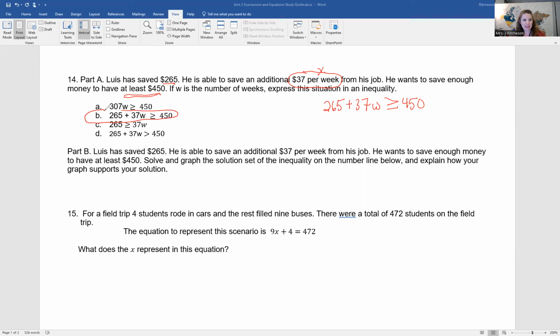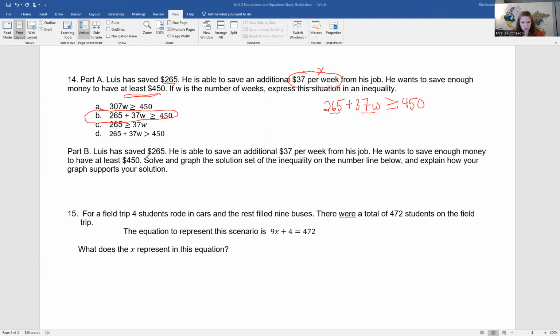The reason A is not right is because they combine these unlike terms, which you are not allowed to do. And what's wrong with this one? Oh, this one only says he wants to save more than, but this says at least. So that's why D is wrong. The inequality is not correct.